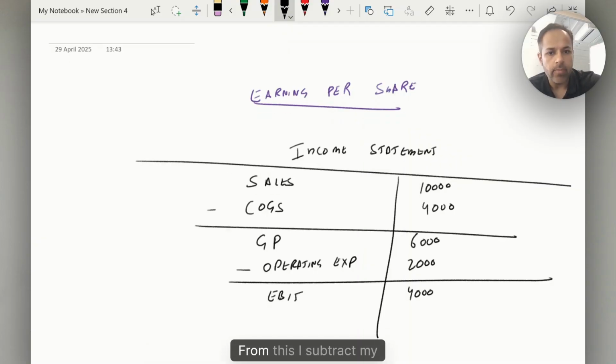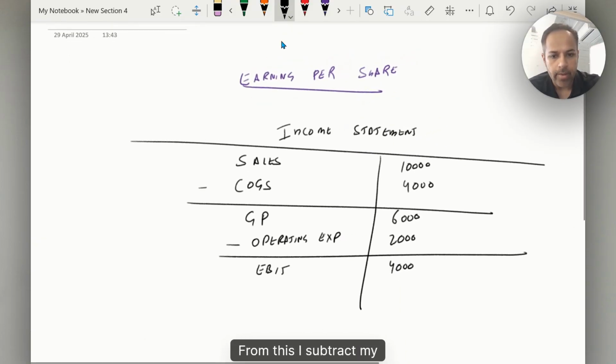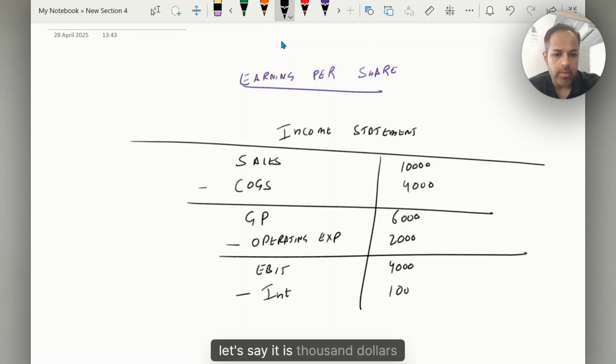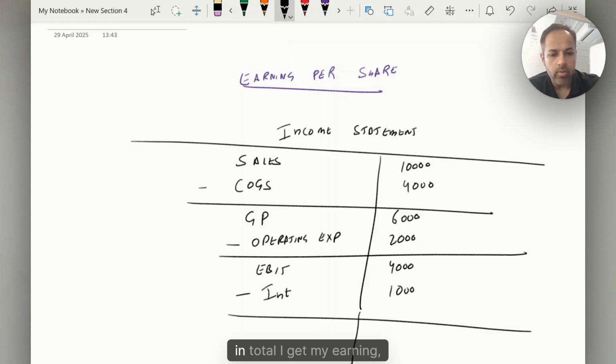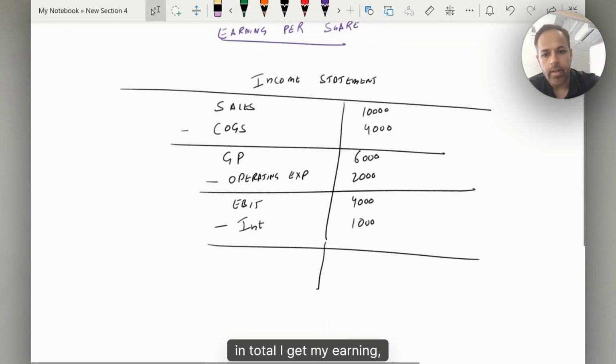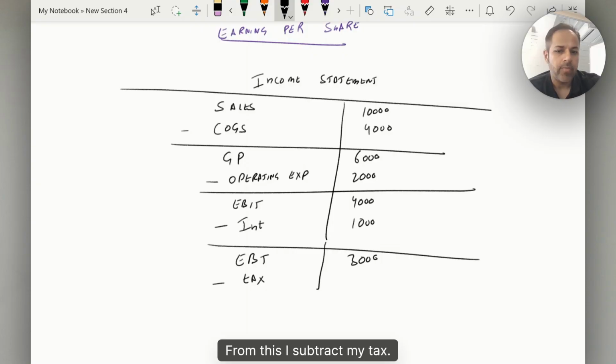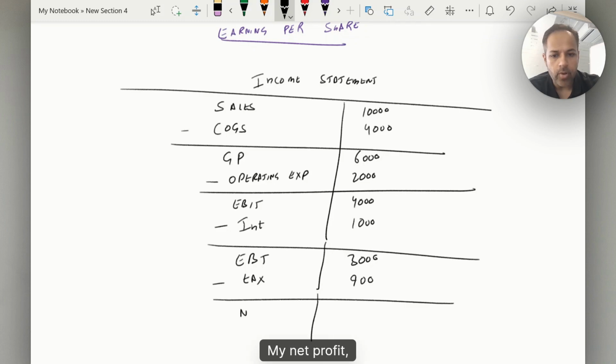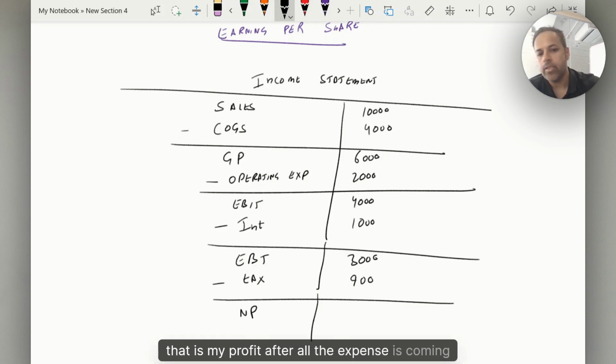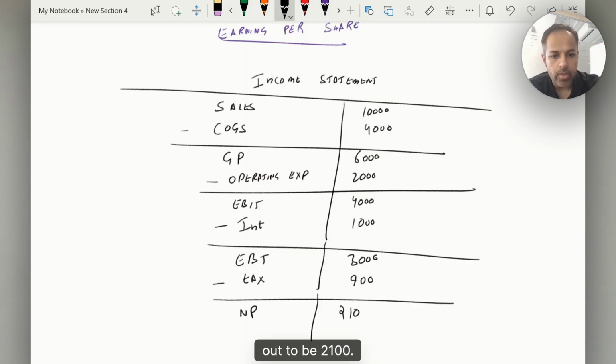From this I subtract my interest. Let's say it is $1,000. In total, my EBT, my earning before tax, comes out to be 3,000. From this, I subtract my tax. Suppose my tax is 30%, which is $900. In total, my net profit, that is my profit after all the expense, comes out to be 2,100.